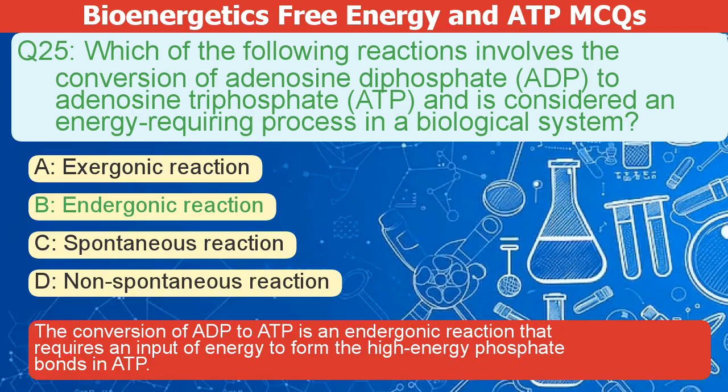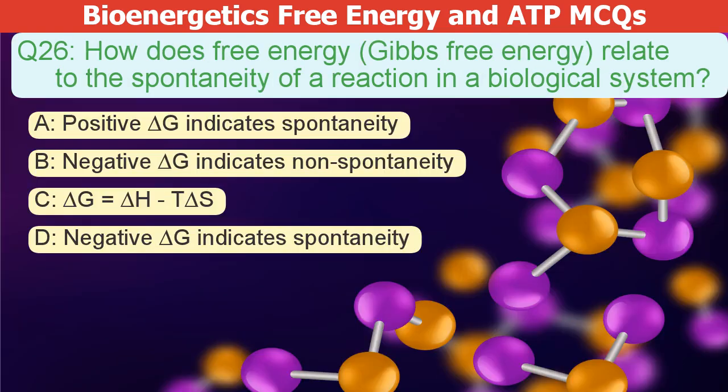The correct answer is B. The conversion of ADP to ATP is an endogonic reaction that requires energy input to form the high-energy phosphate bonds in ATP. How does free energy, or Gibbs free energy, relate to whether a reaction in a biological system happens on its own?